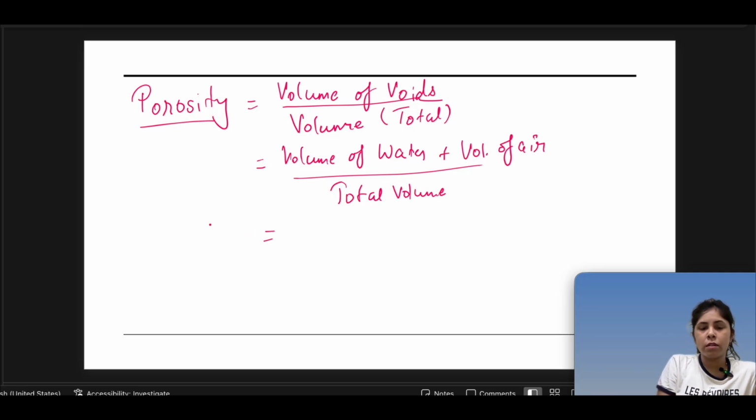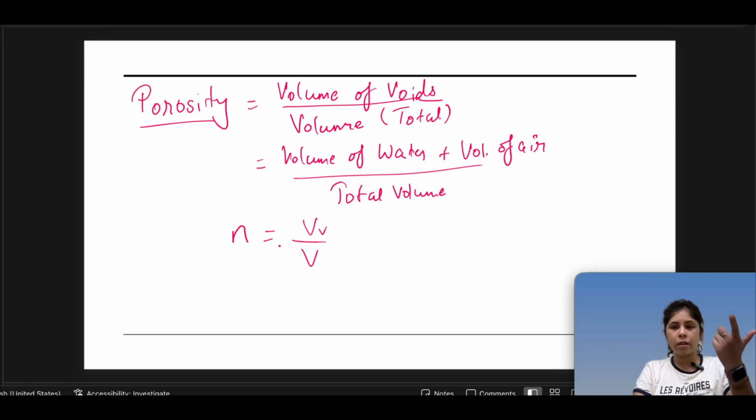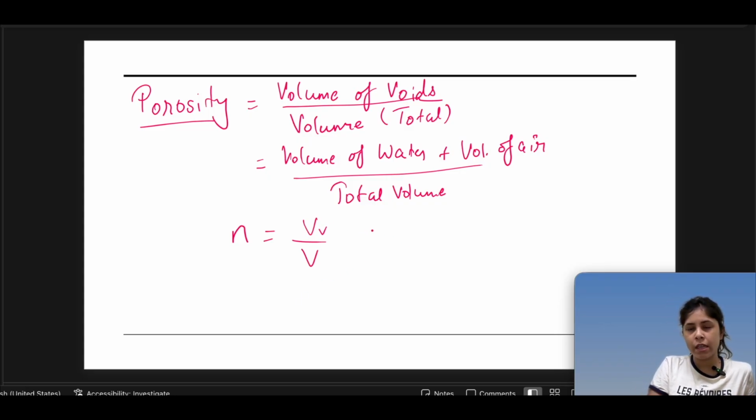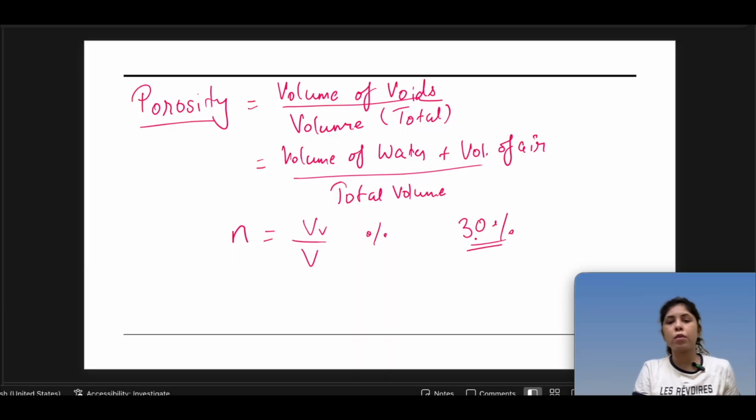We can also denote porosity as n, volume of void as Vv, and total volume as V. So both the numerator and the denominator have volumes only. So there is no unit, it's a ratio. And we can express it as a percentage, like the voids are 30% of the total volume. So this is what porosity is.